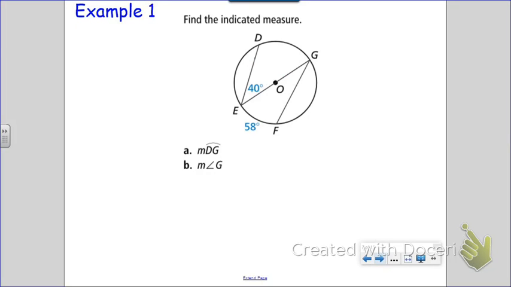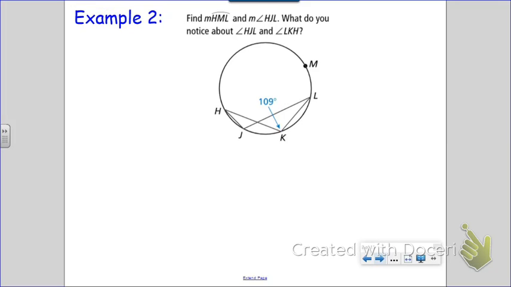In our first example, we're finding the measure of the arc and the angle. The measure of the arc is twice the measure of the angle. The measure of the angle is 1/2 the measure of the arc. In our next example, we're finding the measure of the arcs.